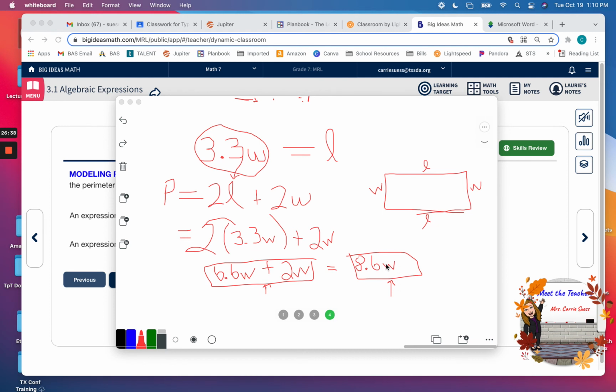The expression for the area is the 8.6 W. No, this is perimeter. We haven't done area yet. We just did perimeter. Area is a different formula. We'll do that in just a second. So this is just perimeter. P equals 8.6 W. Does that make sense? All right. Now I'm going to do the area.